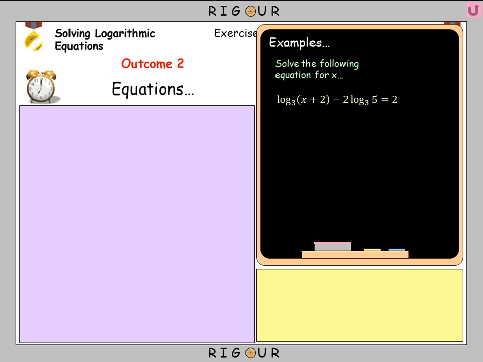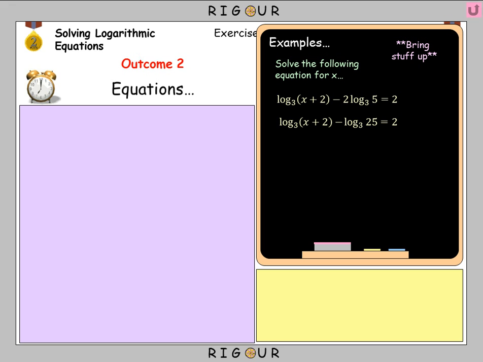So the main key step in the process is that we've got to bring stuff up. Using the properties of logs, we can bring that 2 up to the top right of the 5 and make it a power. That's just what we're going to do in the first line. So I've written exactly the same thing, but I brought the 2 up as a power. So we have log to the base 3 of x plus 2 minus log to the base 3 of 25, because 5 to the power of 2 is 25, and all of that equals 2.